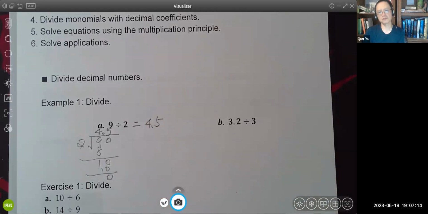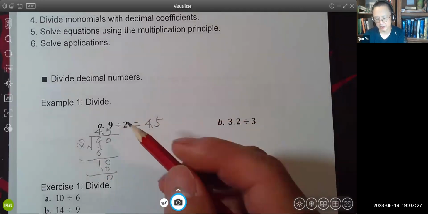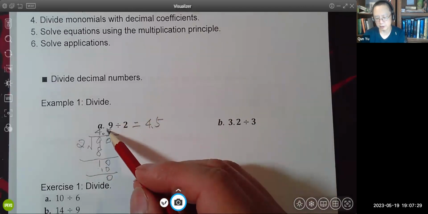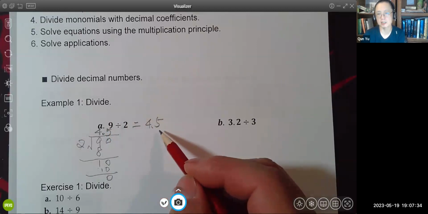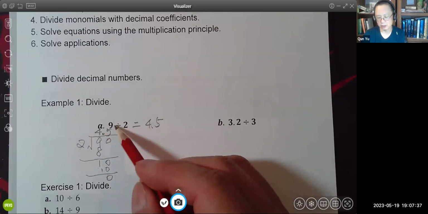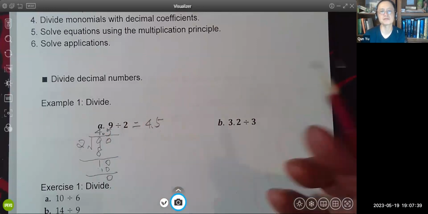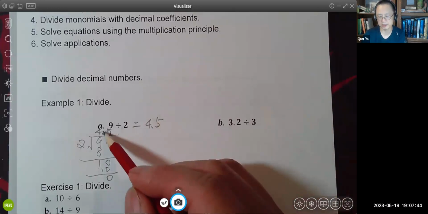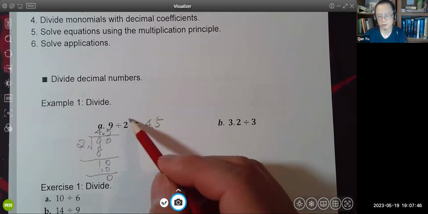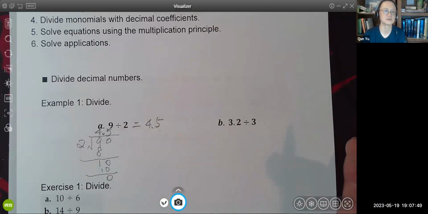So what's the meaning of this 4.5? There are 2 different meanings actually, depending on the circumstances. But there are 2 basic meanings in division. First meaning is that you divide the first number into this many equal parts. This is how much is in each part. So you divide 9 into 2 equal parts. Each part is 4.5. This is one way to interpret it. For example, if you share $9 between 2 people, each one gets $4.50.